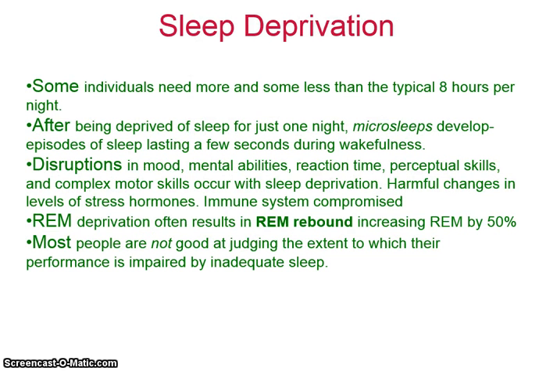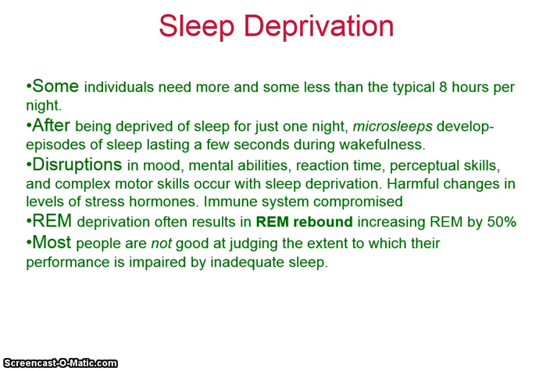Now let's talk about sleep deprivation. Some individuals need more and some individuals need less than the typical 8 hours, but 8 hours is the average for the average person. After being deprived of sleep for just one night, microsleeps develop, and these are episodes of sleep lasting a few seconds during wakefulness. Disruptions in mood, mental abilities, reaction time, perceptual skills, and complex motor skills occur with sleep deprivation. Harmful changes in levels of stress hormones occur, and we also see immune systems compromised as a result of sleep deprivation.